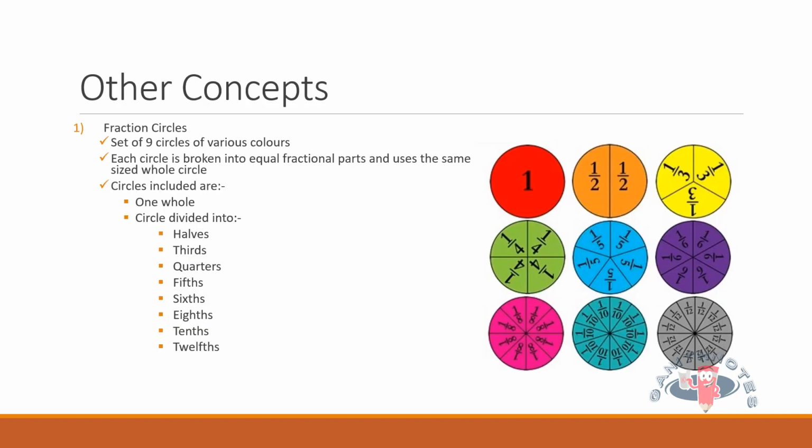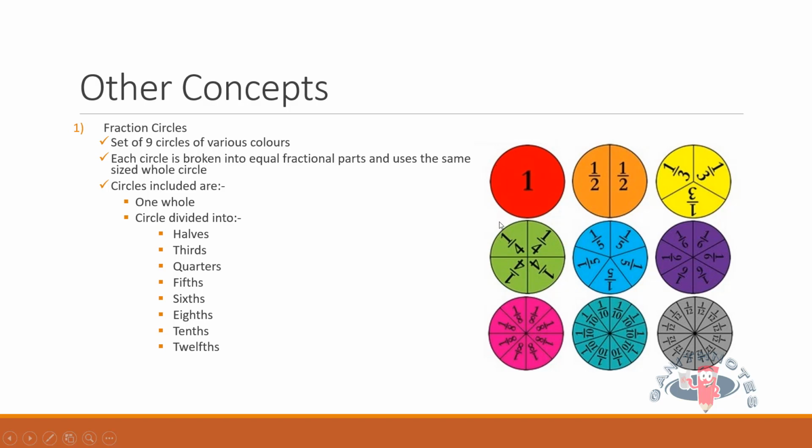Let's go to the next concept. This is the concept of fraction circles. So what are fraction circles? These are nothing but a set of 9 circles of various colors, as you see in this particular figure. Each of the circles is broken down into equal fractional parts and uses the same sized whole circle. First circle would be the whole circle, that is 1. Next are circles which are divided into halves, thirds, quarters, fifths, sixths, eighths, tenths and twelfths. These are represented in a diagrammatic way here as shown.